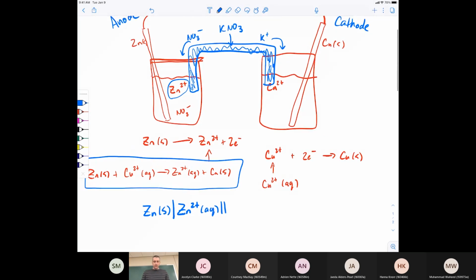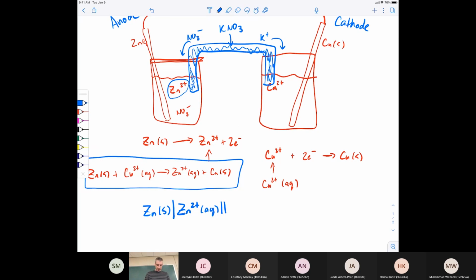Then we treat the right-hand side of this equation the exact same way, except we do it in reverse. So the outer two things that you always write are the two electrode materials. We move inwards, and then the salt bridge is in the center.